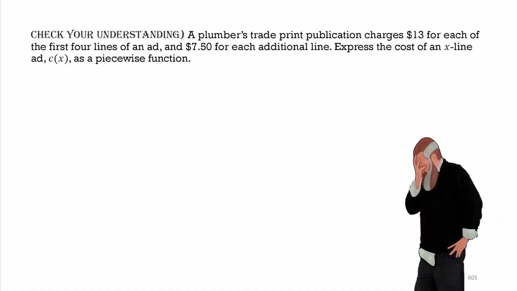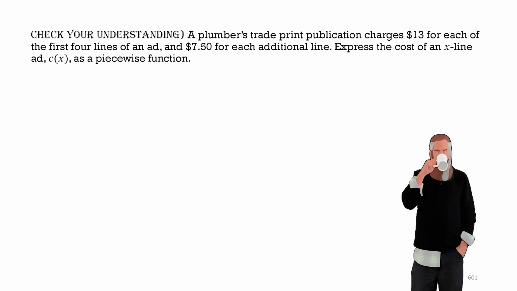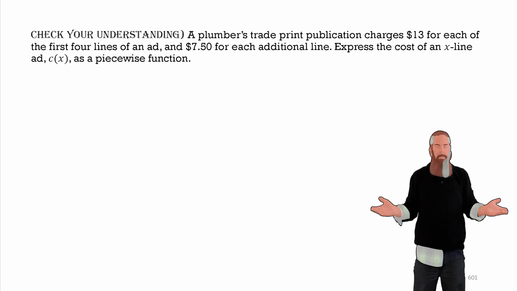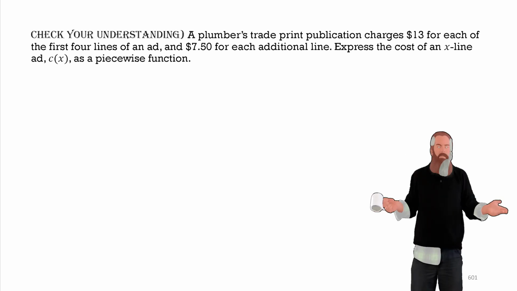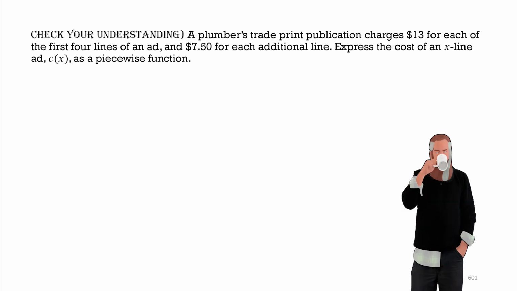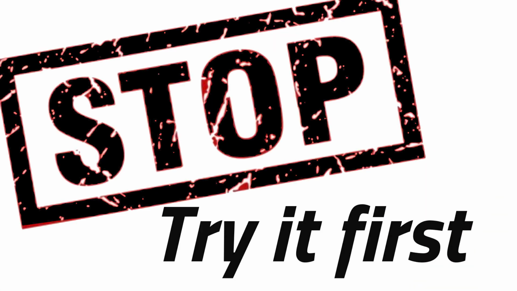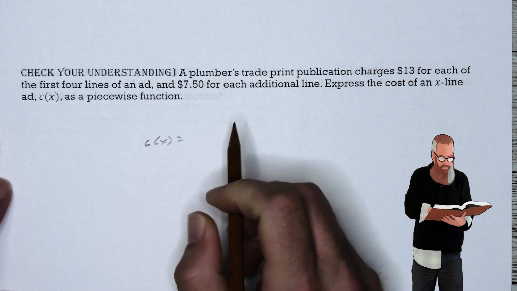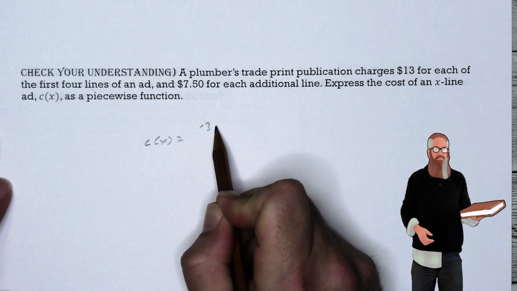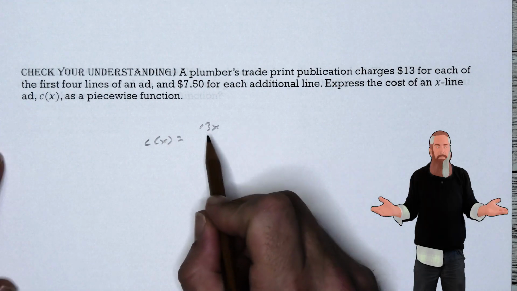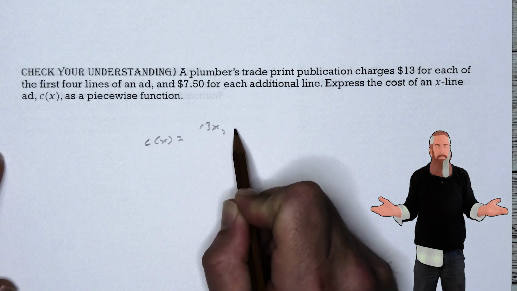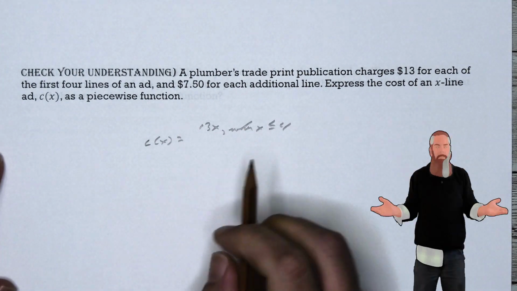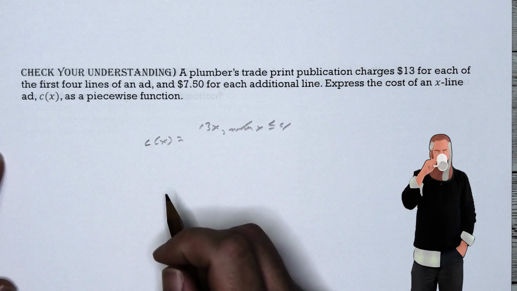A plumber's trade print publication charges $13 for each of the first 4 lines of an ad, and $7.50 for each additional line. Express the cost of an x-line ad, C of x, as a piecewise function. We already know that we're going to start with C of x. Now, if it's $13 per line for the first 4 lines, then we need to add the condition when x is less than or equal to 4. But what happens when x is greater than 4?